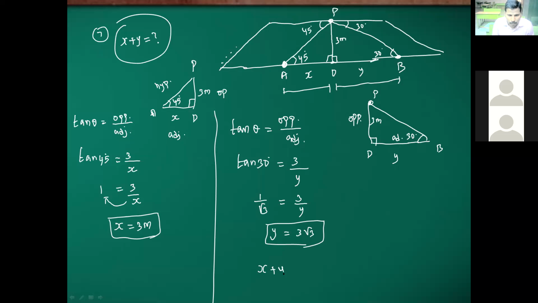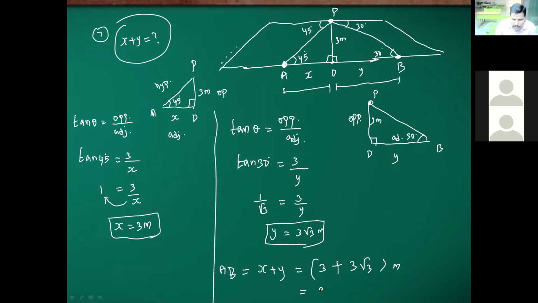So x plus y. Why am I telling x plus the width of the river? AB. So for AB only we are writing x plus y. AB, sorry, AB not A. So the x value we know is 3, and the y value is 3 root 3 meter. Together it's a meter.